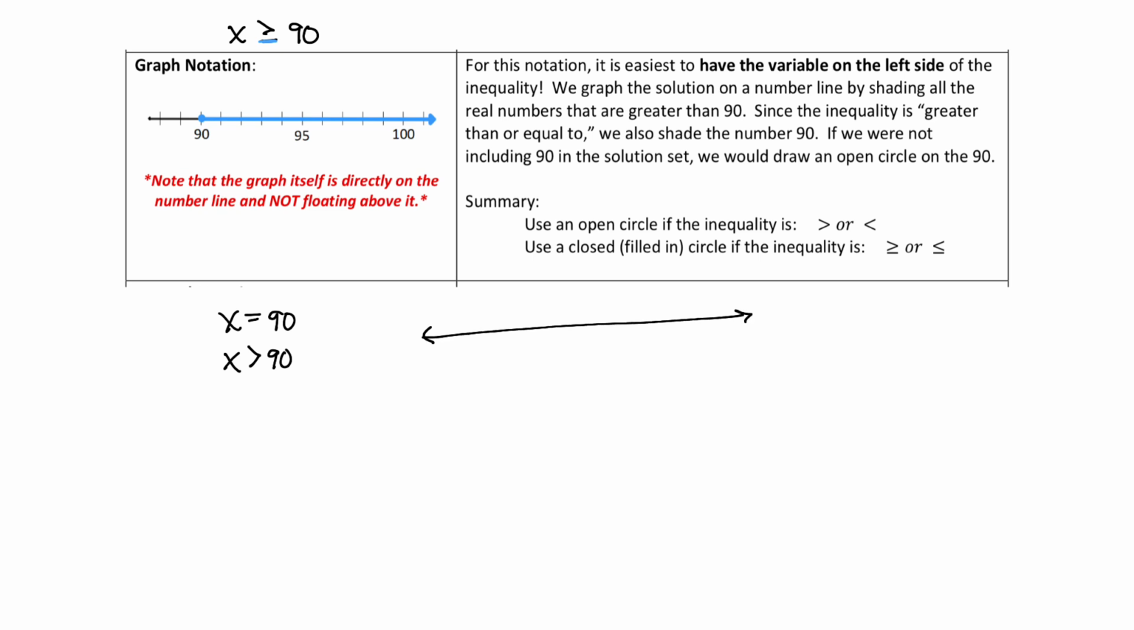Let's say this is 10, 11, 12, and I was graphing x is greater than 11. I would have an open circle at 11 because it cannot equal 11. It's greater than 11, but not equal to it. And now everything over here.